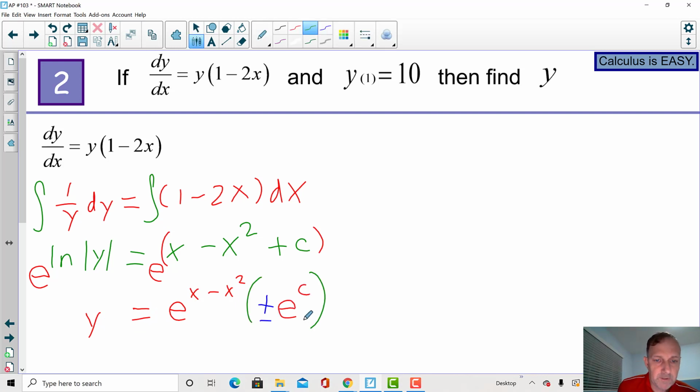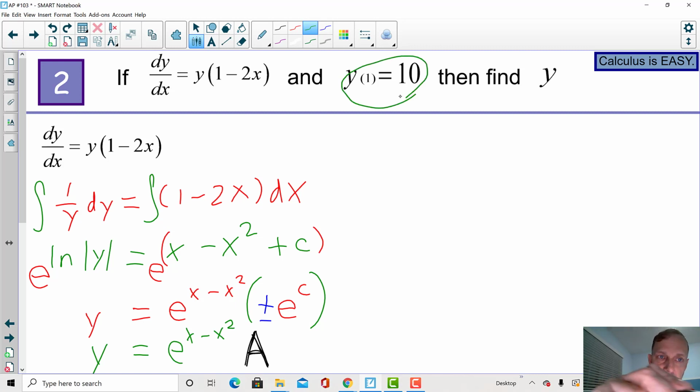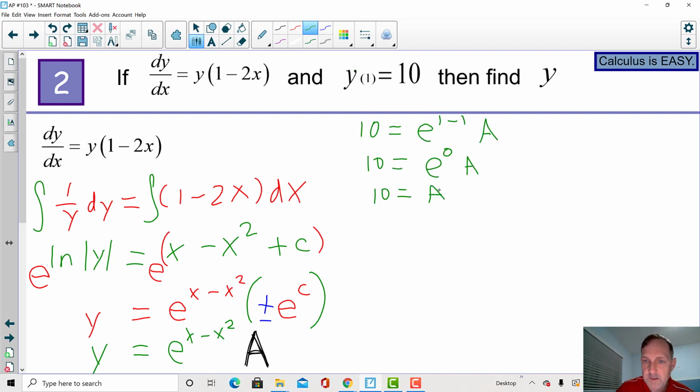And I'm actually going to put the plus or minus on the e to the c, because I can just call that entire thing a constant a. There we go, and now we can plug in our point when x is 1, y is 10, and we can solve for our a. And of course, e to the 0 is just a 1, so I'm getting that a is 10, and now I can put my final answer.